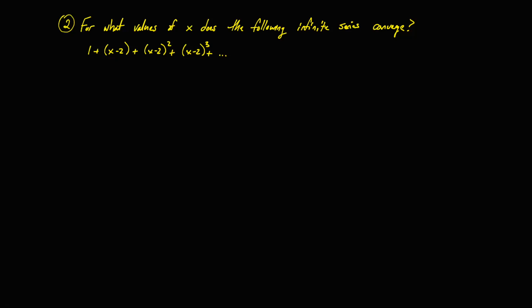All right, let's do another one. For this one, this might be a little bit more tricky. For what values of x does the following infinite series converge? You're looking for converge. Hint, hint, what does that mean? Look up your definition. Okay, and this is the series 1 plus x minus 2 plus x minus 2 squared plus x minus 2 cubed. All right, something might be afoot in terms of what we want to see here. Take a moment to see what you can do.